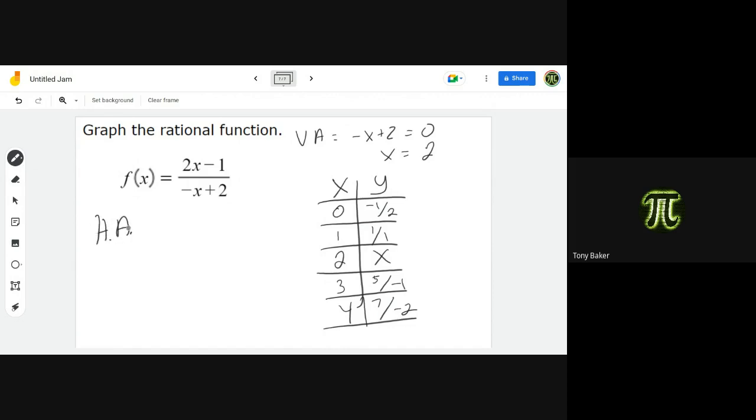And now I need my horizontal asymptote. What's the degree at the top? 1. What's the degree at the bottom? 1. So my horizontal asymptote is 2 over -1, or -2. All right. Any questions how I found any of that information?